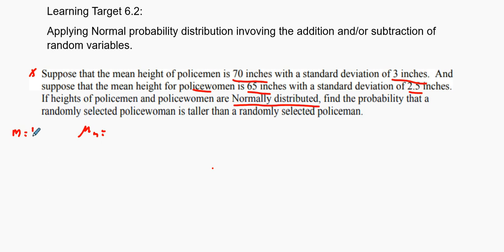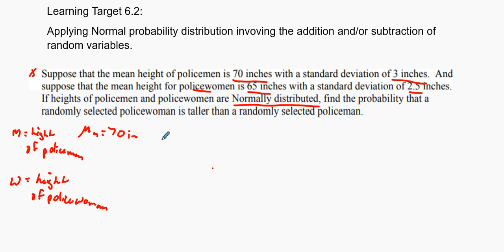Okay, so M is equal to the height of a policeman, and I'll call W the height of a policewoman. We have our mean, which is 70 inches, and the standard deviation of M is 3 inches. And for women, we have a mean of 65 and a standard deviation of 2.5 inches.